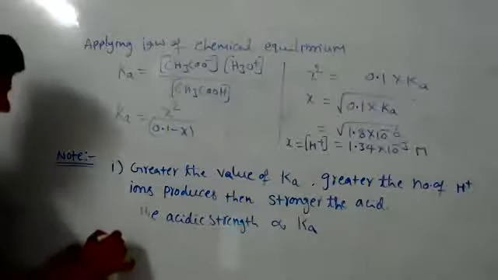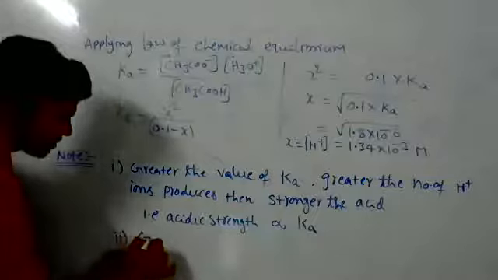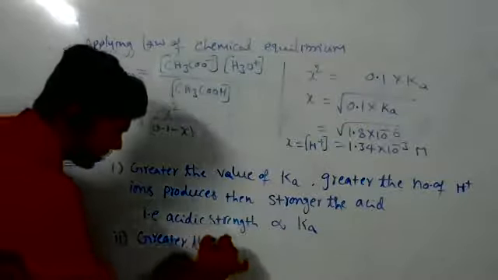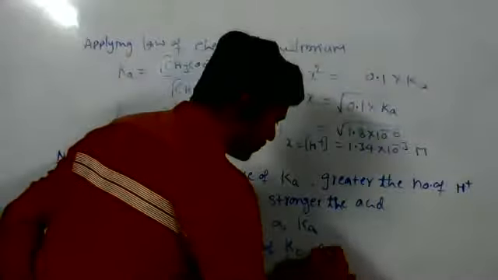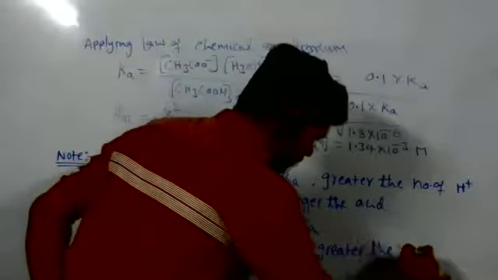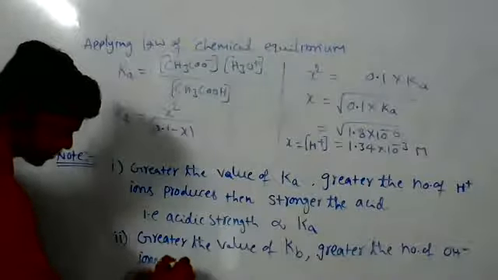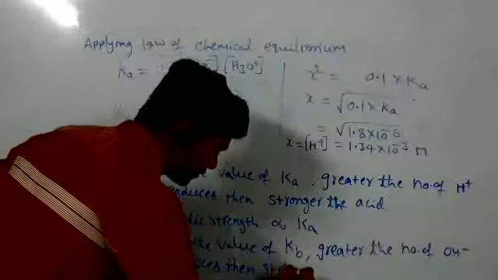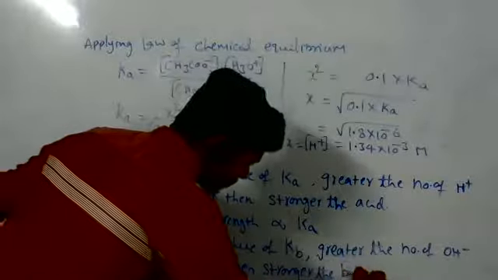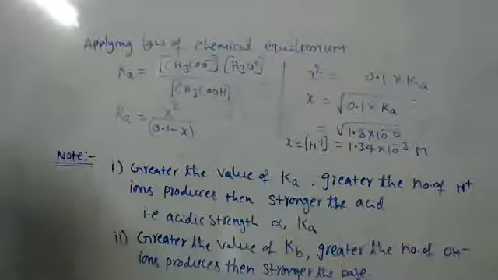The same point we can apply for bases: the greater the value of Kb, the greater the number of OH⁻ ions produced, then the stronger the base. So here basic strength is directly proportional to Kb.